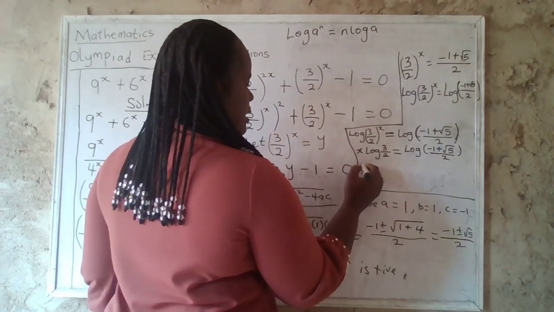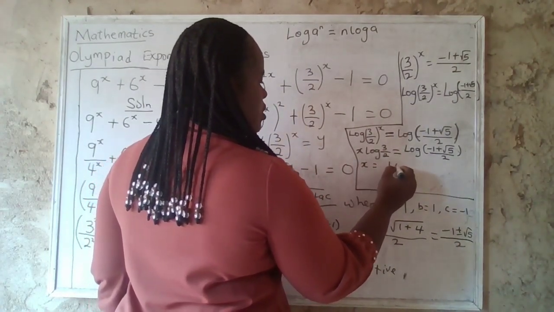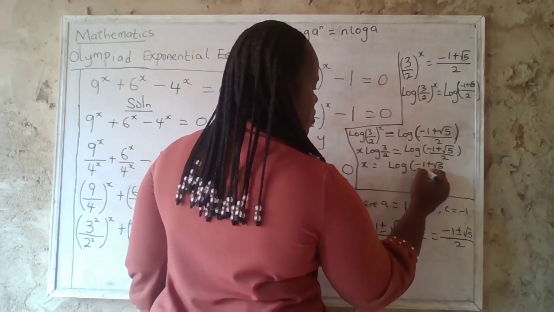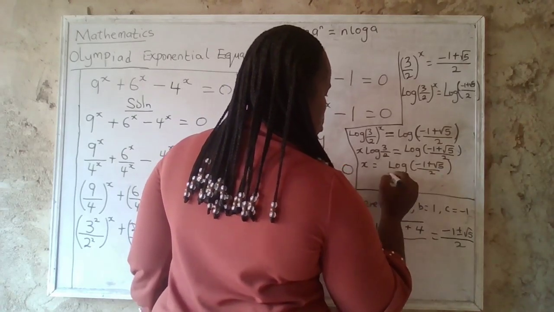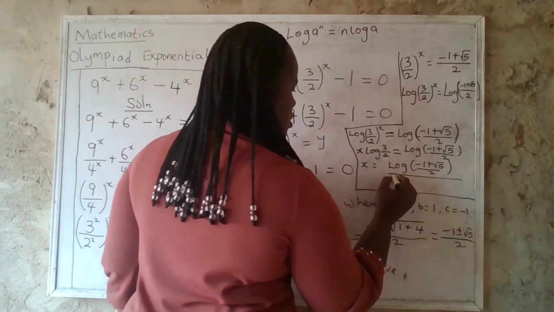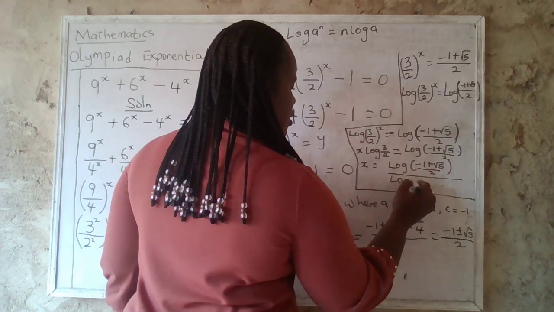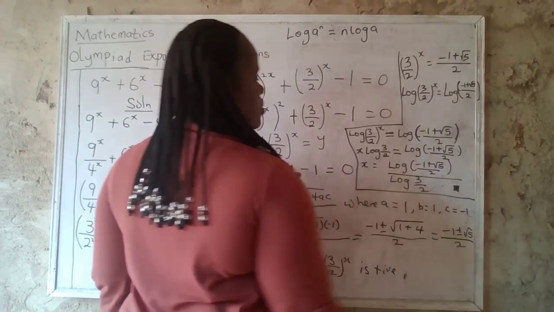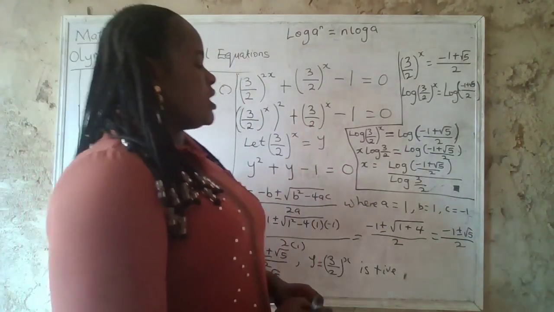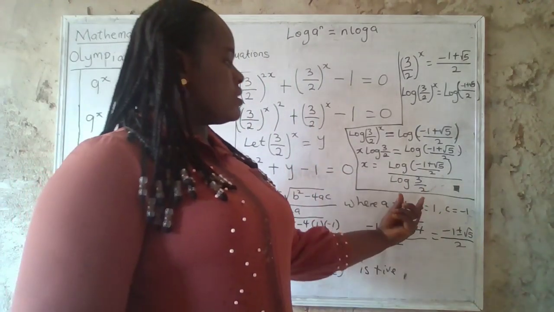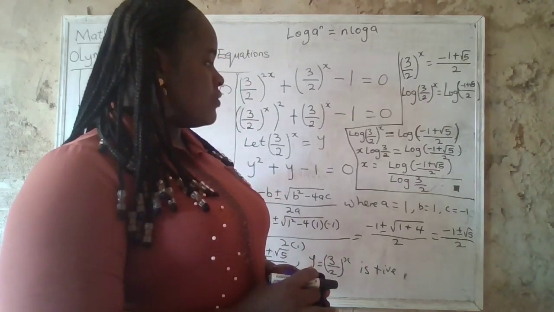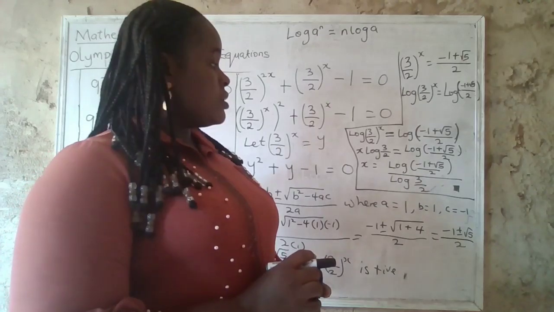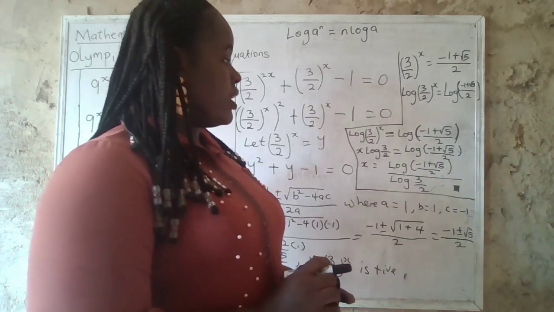Now, so that we can get x alone, x is going to be log of minus 1 plus root 5 all over 2, all over log of 3 over 2. And that is the answer. You can now use your calculator to get to the last value. But if you're asked to leave your answer in short form, that is what you will have.